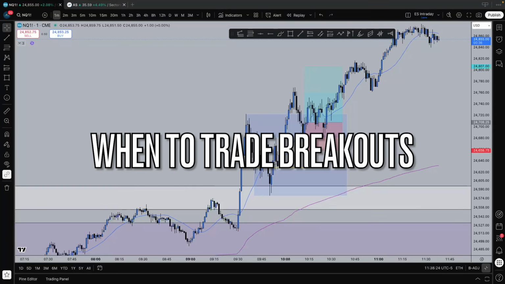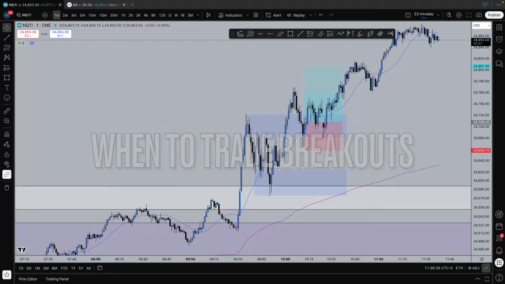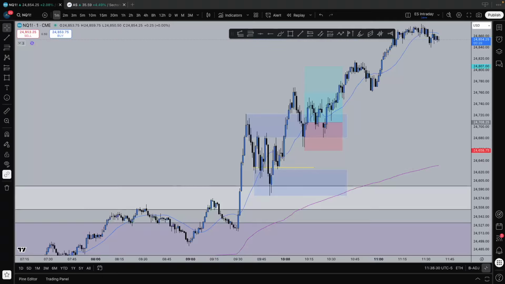Hey everybody, this video is going to be about when to trade break and retest setups. I basically have two types of setups in my playbook. One is a range-based setup, and then the other is a breakout of the range. And me personally, I like to wait for the retest.